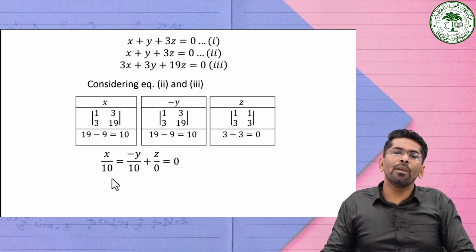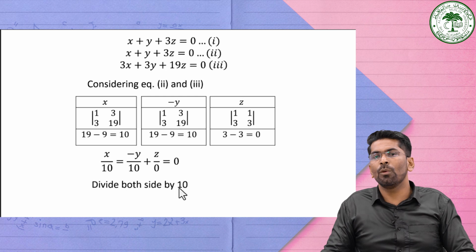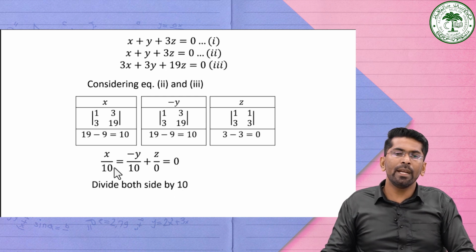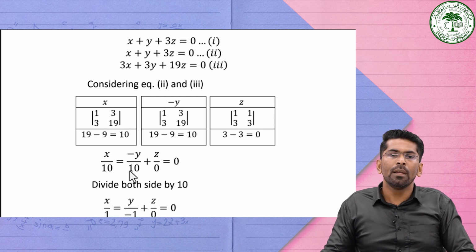Now we are going to divide both sides of the equation by 10. So it will become 10 divided by 10, which is equal to 1. Here I am taking the minus sign into the denominator, so it is minus 10 divided by 10, which is equal to minus 1. 0 divided by 10 will become 0, and 0 divided by 10 again will become 0.